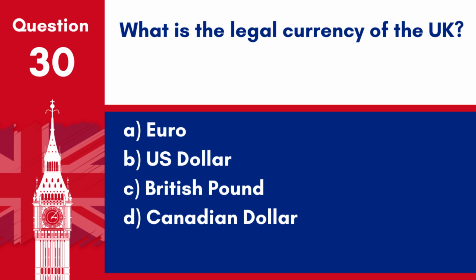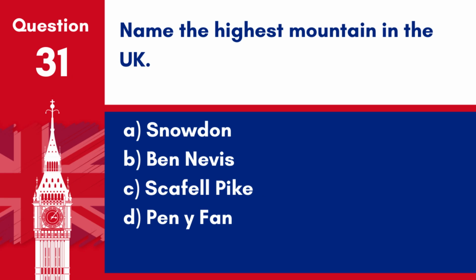Question 30. What is the legal currency of the UK? A. Euro. B. US dollar. C. British pound. D. Canadian dollar. Answer: C. British pound. The legal currency of the United Kingdom is the British pound. Question 31. Name the highest mountain in the UK. A. Snowdon. B. Ben Nevis.